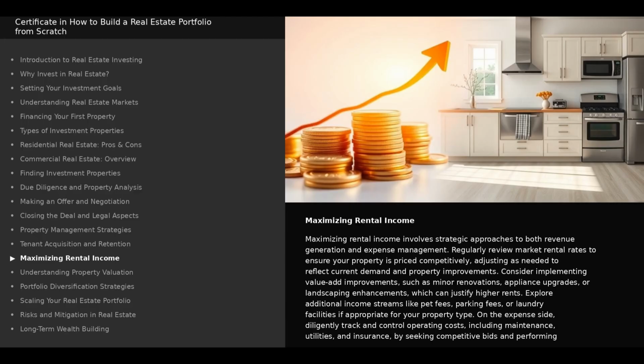On the expense side, diligently track and control operating costs, including maintenance, utilities, and insurance, by seeking competitive bids and performing preventative maintenance. Efficient tenant screening reduces the risk of costly evictions and property damage. A proactive approach to both income and expense optimization directly contributes to higher net operating income and improved cash flow. Continuous evaluation of your property's financial performance is key.